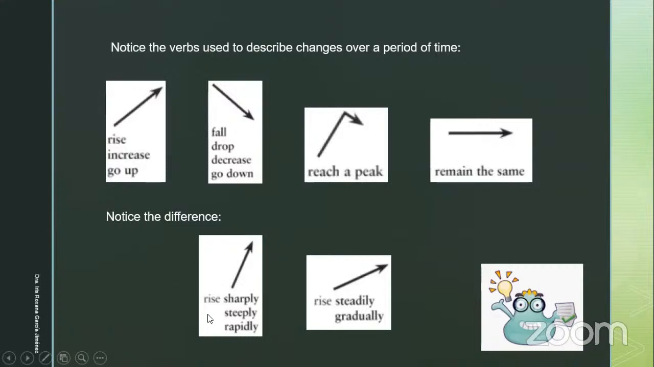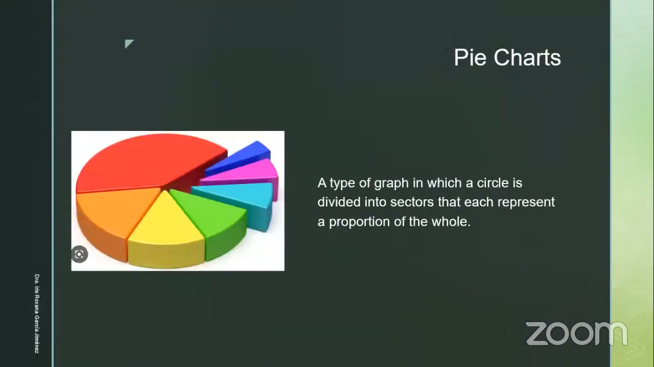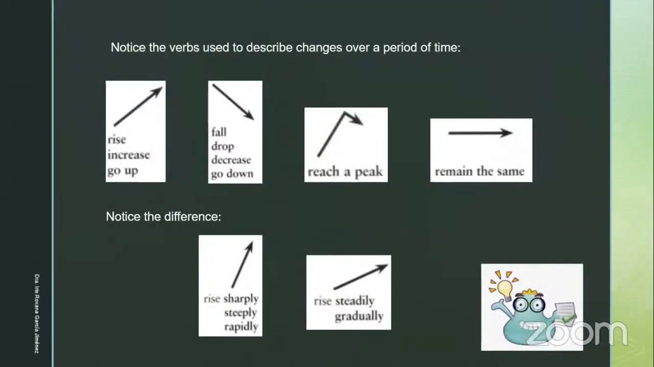And now we have rise sharply, rise steeply, rise rapidly. You can see it's different from this because of the direction it gets. Or you can say rise steadily, rise gradually, because it takes too much time to get to the same objective, maybe. That's just a general idea of this.